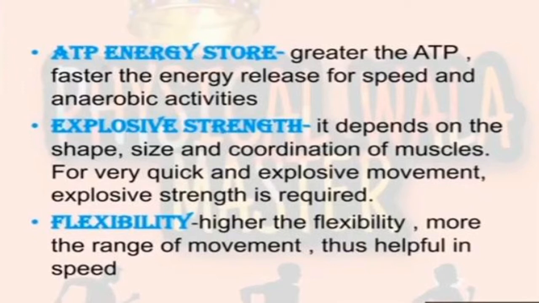Flexibility also enables complete utilization of explosive strength. The last point in speed is biochemical reserve and metabolic power. For maximum speed performance, the muscle requires a large amount of energy at a very high rate of consumption. For this purpose, the phosphogens, adenosine triphosphate, that is ATP, and creatine phosphate stored in the muscles should be enough. If the ATP and CP store is low in contracting muscles, the muscle contractions become slow after a short time due to the insufficient energy supply.